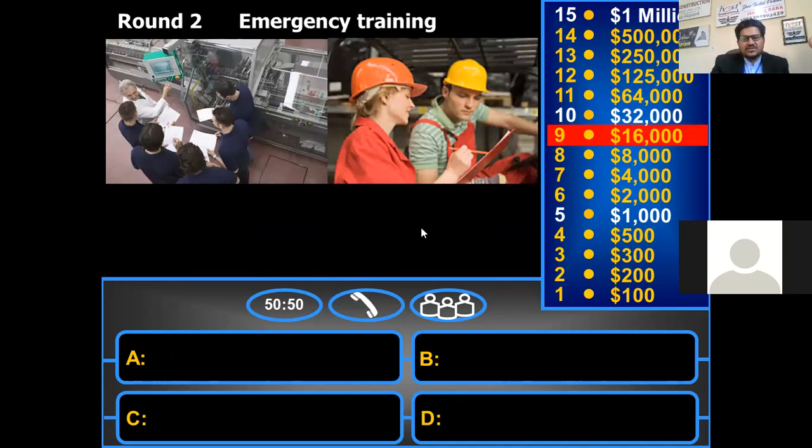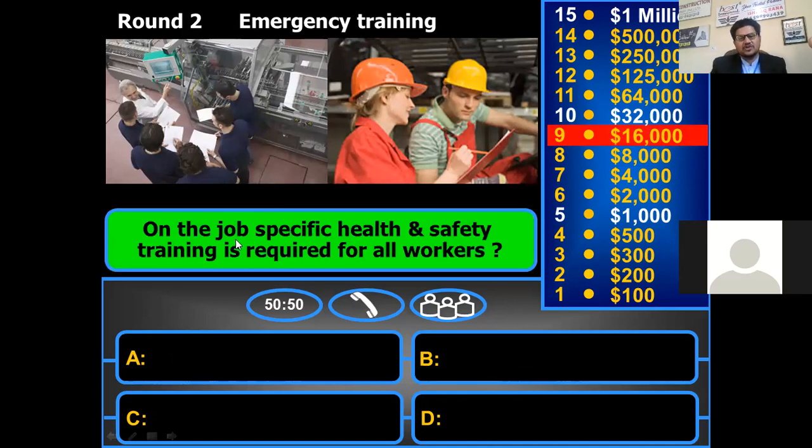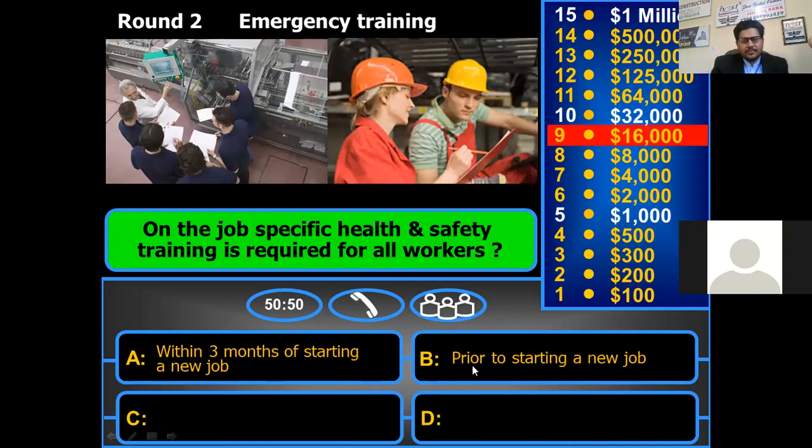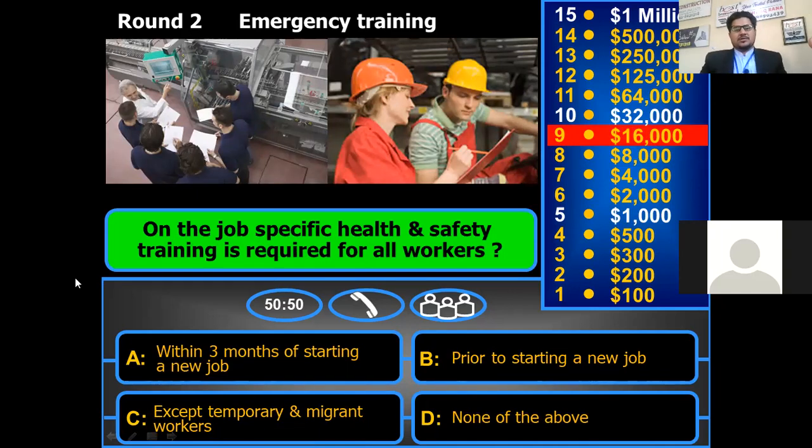Now, number 9 question, $16,000. The question is, on the job specific health and safety training is required for all workers: within 3 months of starting a new job, prior to starting a new job, except temporary and migrant workers, or none of the above. $16,000 question is there.